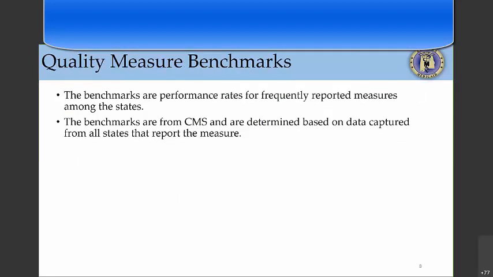Quality measure benchmarks. The benchmarks are performance rates for frequently reported measures among states. The benchmarks are from CMS and are determined based on data captured in all states that report the measure.